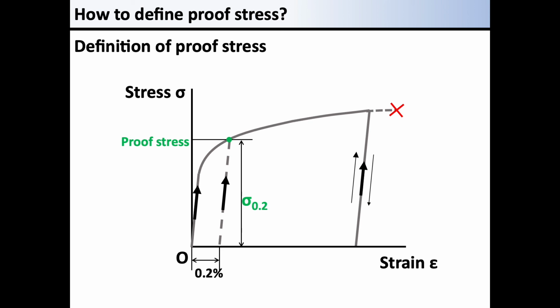Here, you should remember that proof stress is used as a strength criterion for the material instead of the yield stress.